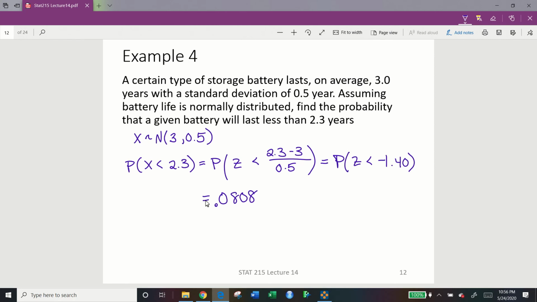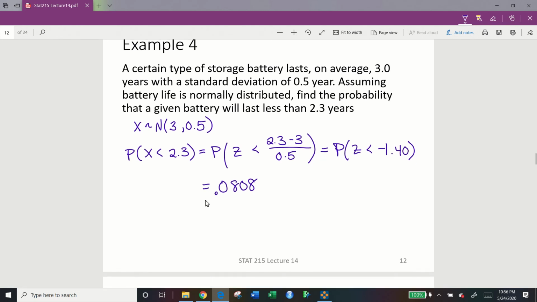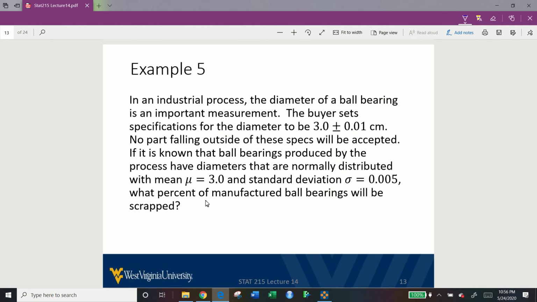Well, let's keep going, and take a look at example 5. So in an industrial process, the diameter of a ball bearing is an important measurement. The buyer sets specifications for the diameter to be 3 plus or minus 0.01 centimeters. No part falling outside of these specs will be accepted. If it is known that the ball bearings produced by the process have diameters that are normally distributed with mean of 3 and a standard deviation of sigma equal to 0.005, what percent of manufactured ball bearings will be scrapped?